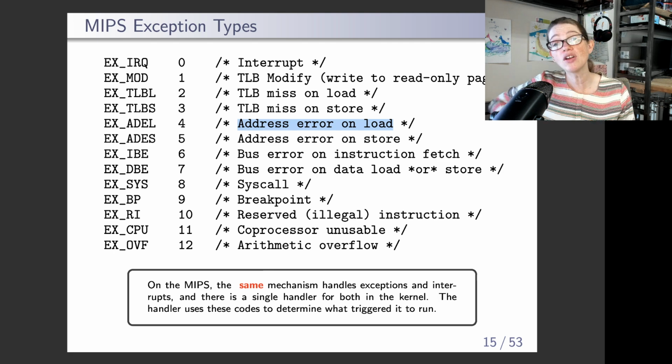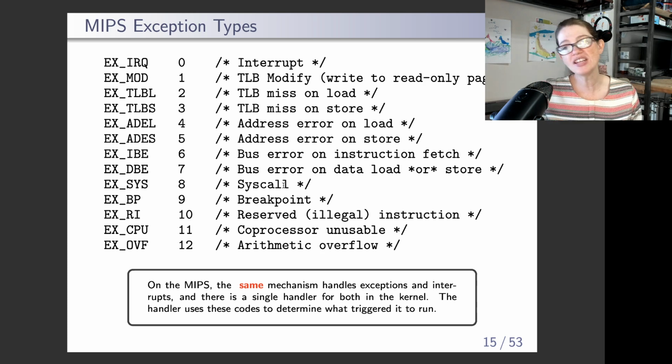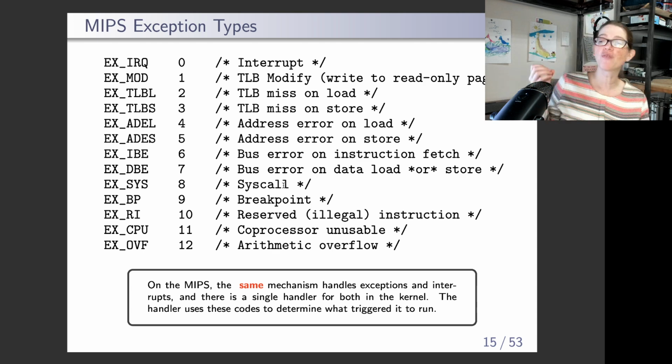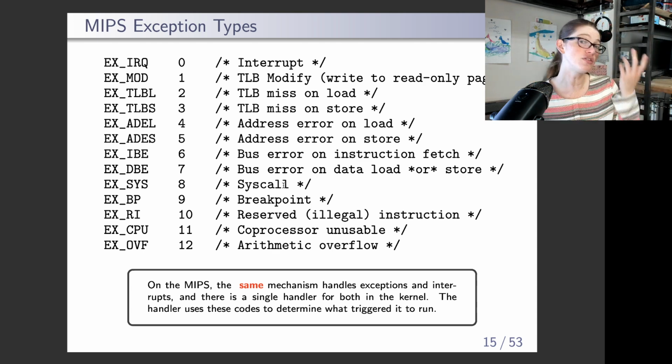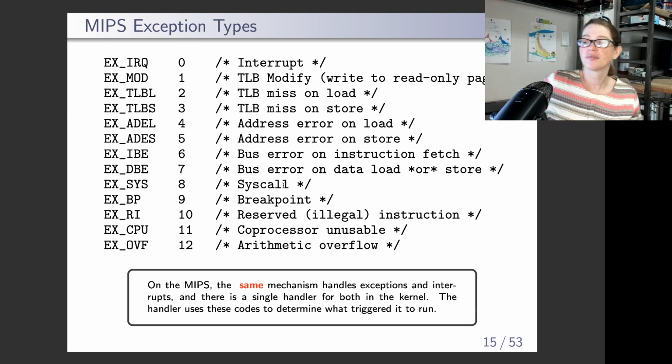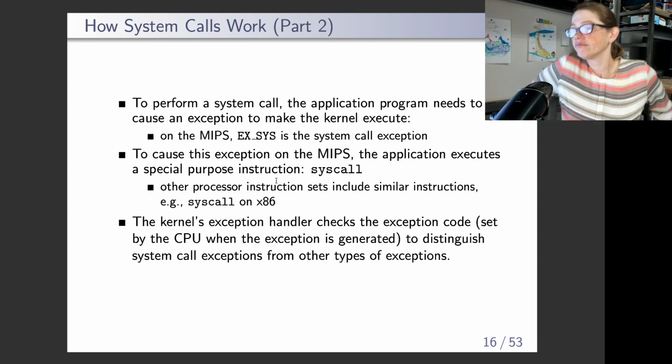Now, the one that we are going to use in order to enable us to do system calls is EX_SYS, number 8. This is the system call exception. What we are going to do is whenever we want to have our computer write to a file, we're going to raise an exception to flip us from user mode into kernel mode so that we can execute the kernel's version of opening a file or saving a file or forking a process or getting our PID or what have you.